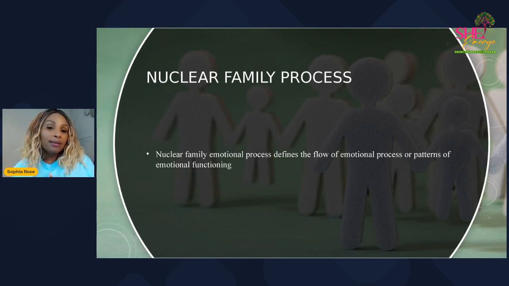What Bowen states here is that the nuclear family emotional process defines the flow of emotional processes or patterns. So, patterns, we have to look at the patterns. So there are patterns that show up in the family system, in the emotional units. And so this is how we see the functioning of the nuclear family.